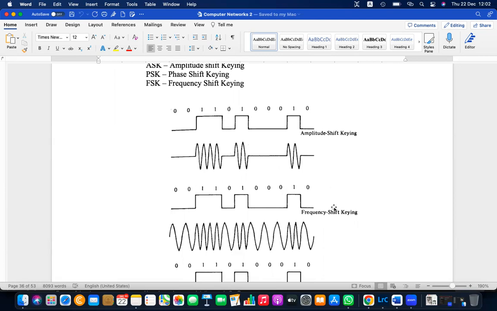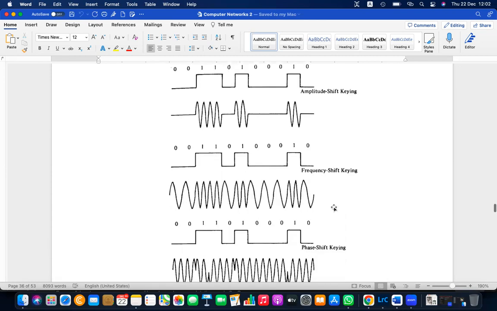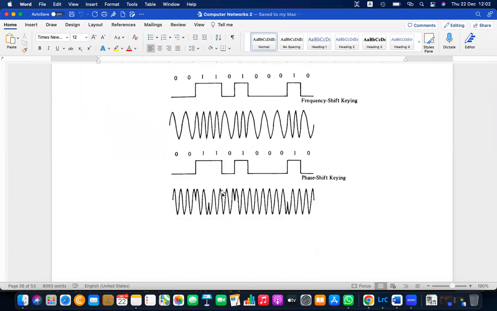Here you can see frequency shift keying. Again, when you see 1, the frequency will be increased. When there's 0, the frequency will be decreased. When there's 1, the high frequency. When there's 0, the low frequency. That is FSK. Actually, in the digital world, PSK is more popular.